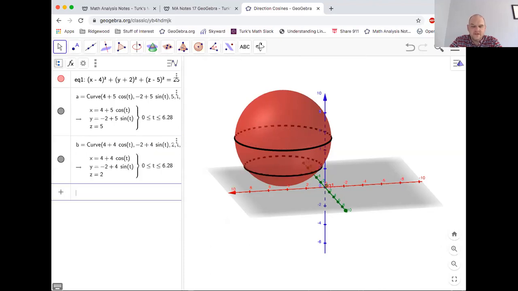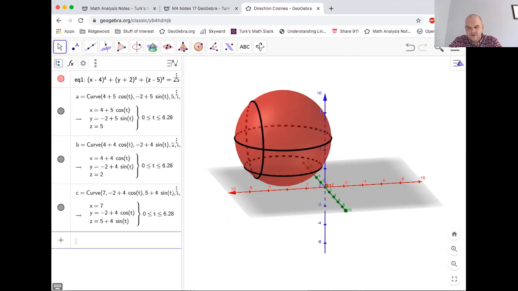You can see there we put another belt around this thing, and then I'm going to type this one in: curve 7 comma negative 2 plus 4 cosine of t comma 5 plus 4 sine of t. The fact that I made a mistake there is like a test to see who actually watches till the end, which is not really a test, but it kind of is, you know.